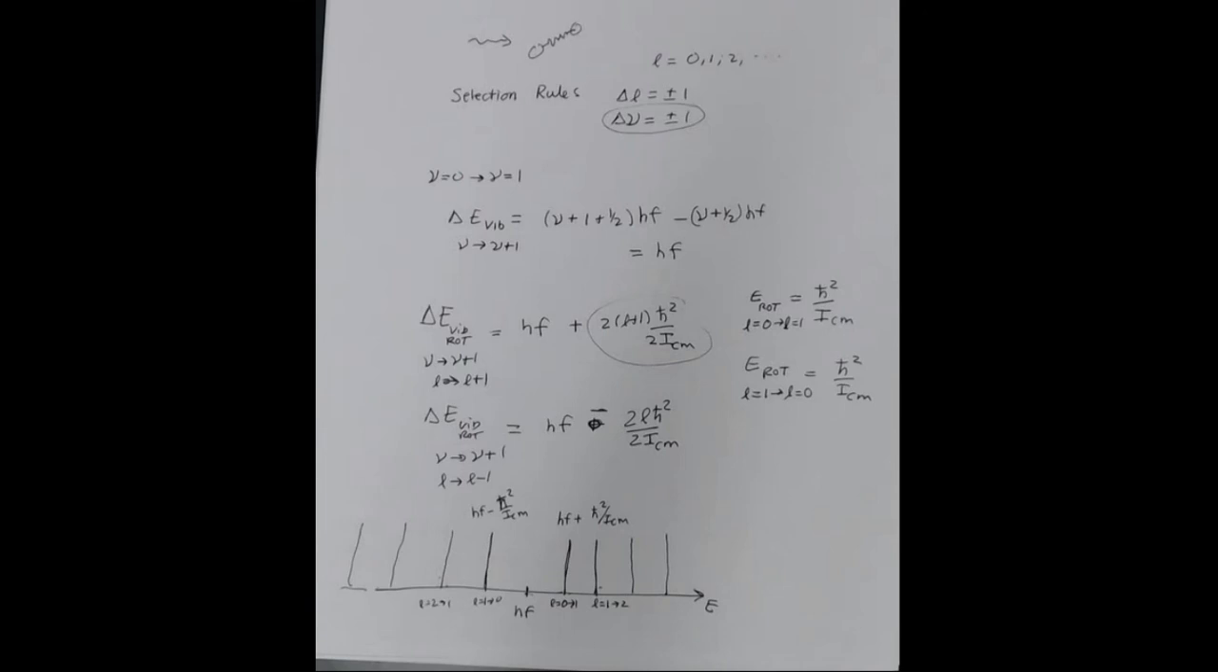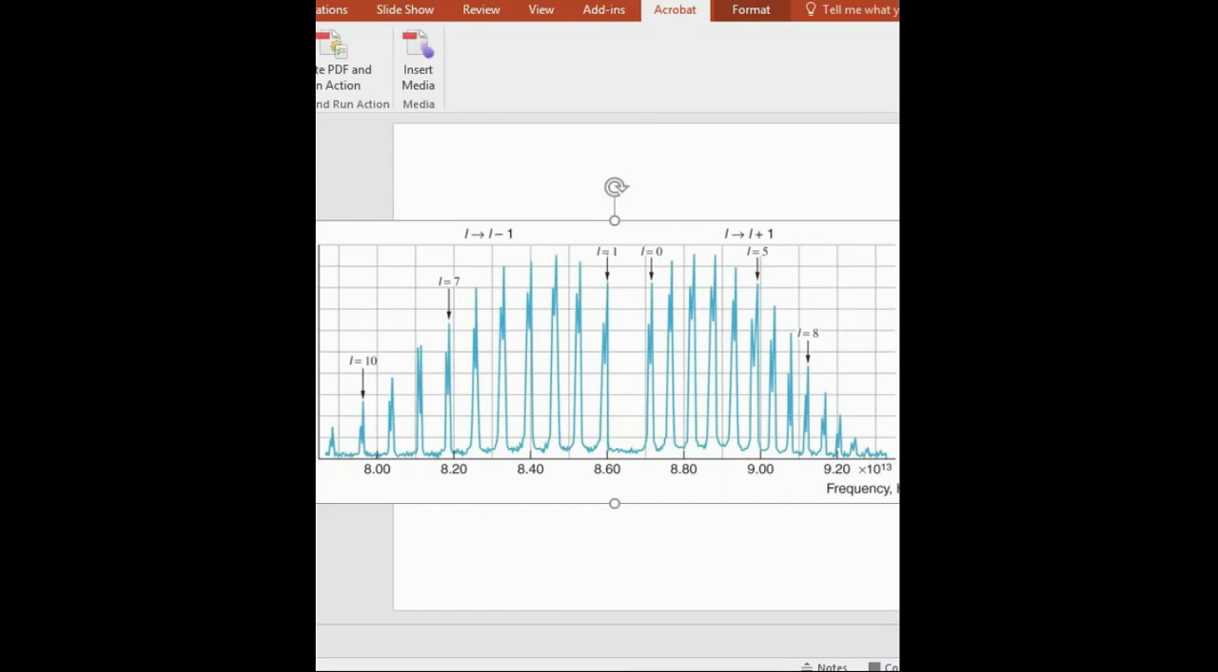Okay? Now let's look at what a real spectrum looks like. Here's a spectrum from your book. This is HCl, hydrogen chloride. First of all, it looks a lot like what I just showed you. You have these equally spaced, it looks like, absorption lines. So this would be the L equals 1 to L equals 0, L equals 2 to 1, L equals 3 to 2.